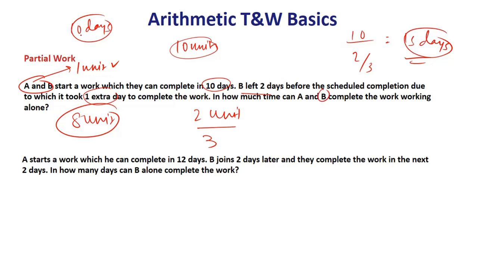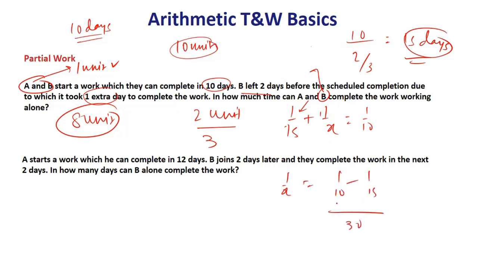Very simply, they complete the work in 10 days working together. So 1 by 15 is 1 day work of A. Let's say 1 day work of B is 1 by X and 1 day work of the combination is 1 by 10. So then 1 by X is equal to 1 by 10 minus 1 by 15. LCM is 30, so 3 minus 2 gives 1 upon 30. So therefore X is 30. So the time taken by B to complete the work alone will be 30 days. I hope this is clear to you.